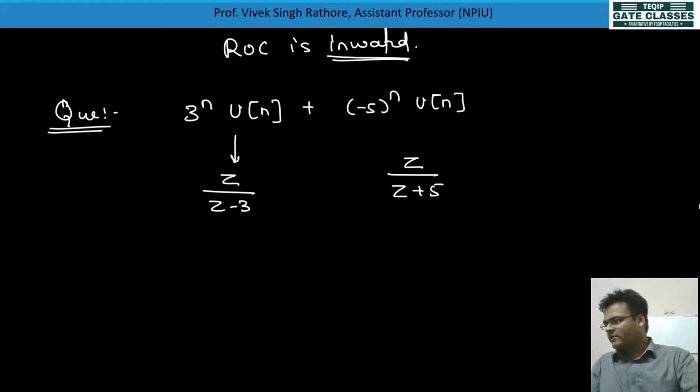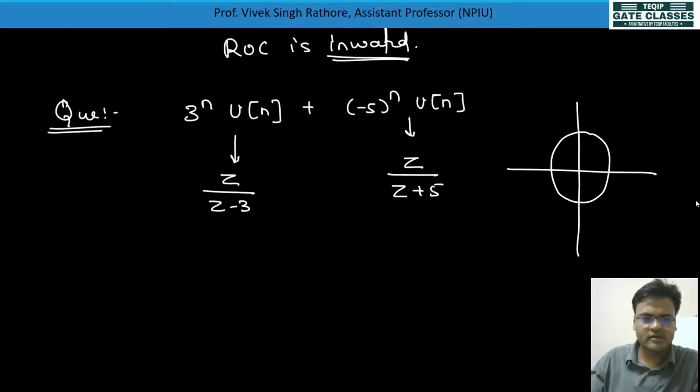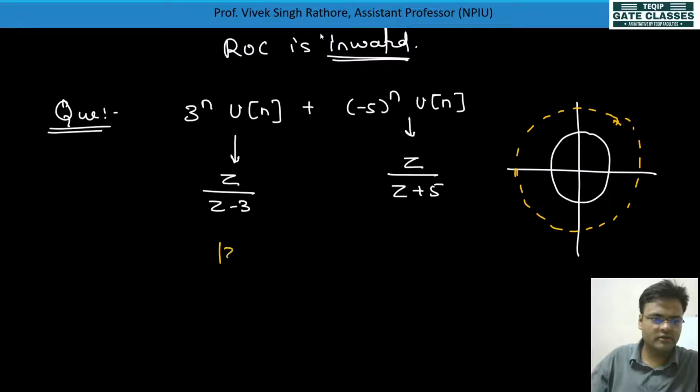Okay, so now you will understand its ROC, the complete ROC of the signal. This is the unit circle, and your pole is at Z is equal to 3. At Z is equal to 3 the pole is there, so it is outside the circle. For Z is equal to 3, we'll plot mod Z is equal to 3, right?